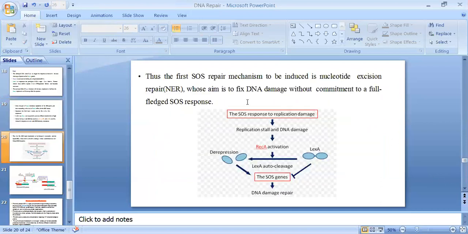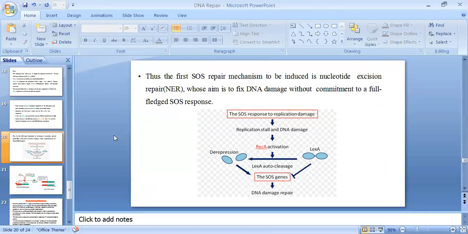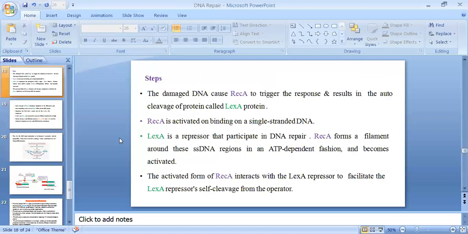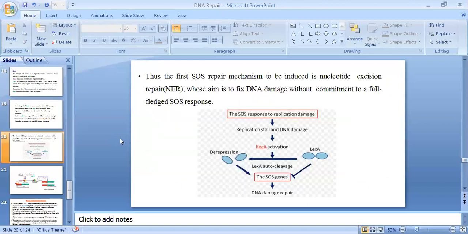Thus the first SOS repair mechanism to be induced is nucleotide excision repair, whose aim is to fix DNA damage without commitment to a full-fledged SOS response. So this is the overall step of the SOS repair mechanism. The steps are RecA activation, then RecA cleaves LexA at the repressor position, and then SOS genes will be activated, followed by initiation of nucleotide excision repair. This is the overall step.